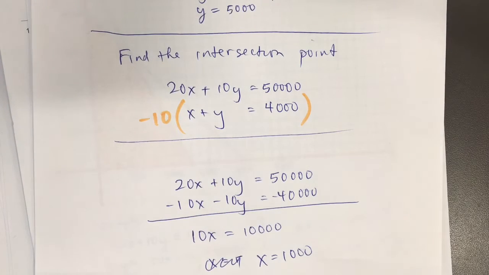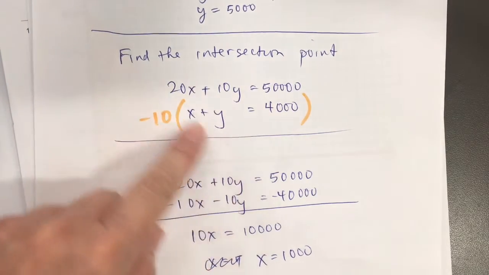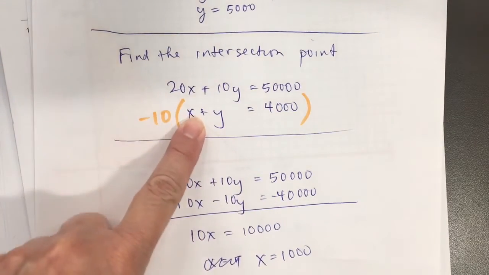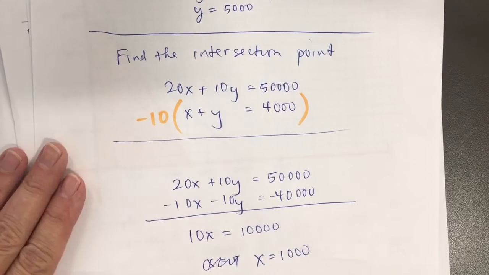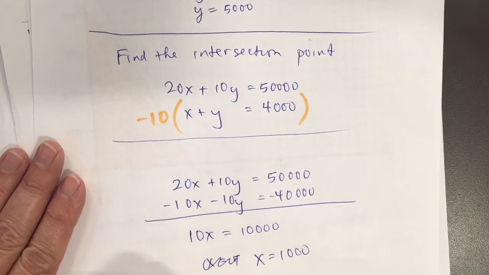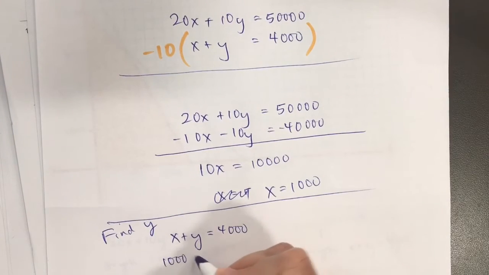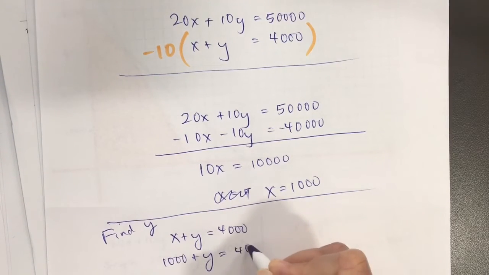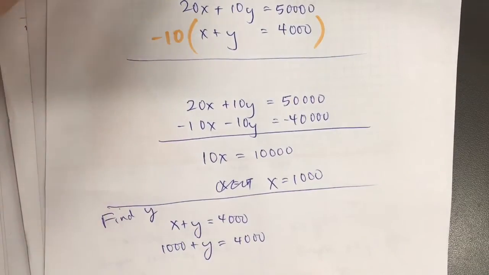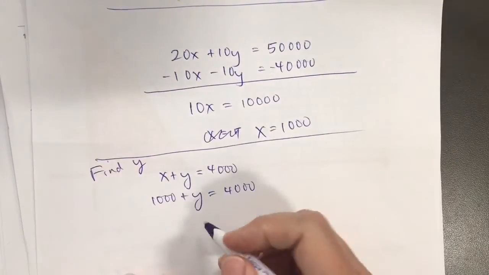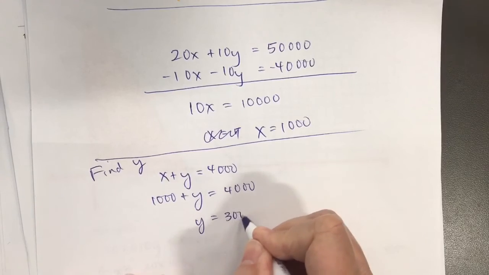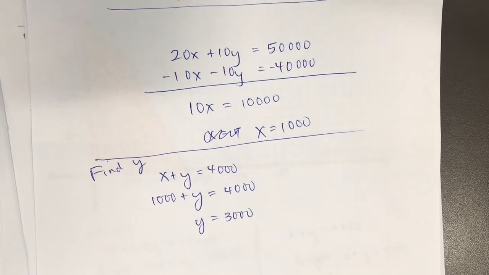To find the y value, I can plug into any one of these up here. I'm going to go with the second one. X plus y equals 4,000. Let me write, I'm going to find y. So 1,000 plus y equals 4,000. Y will be 3,000. So I'm going to mark that on my graph.